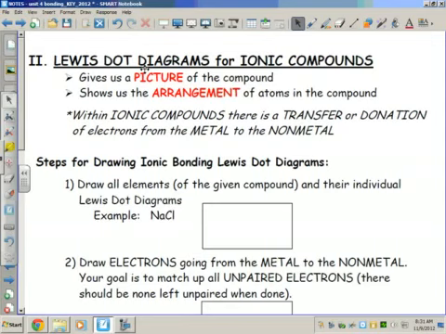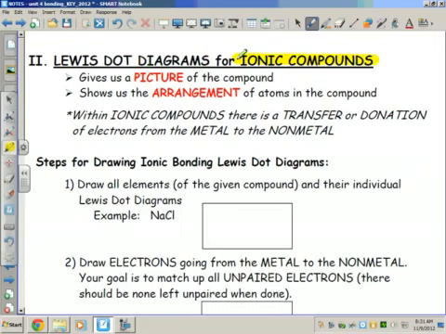So it's finally time to do some fun stuff. We're going to do some drawings. And we're going to do Lewis dot diagrams, which we learned how to do last unit for atoms, single atoms of a given element. Now we're going to do Lewis dot diagrams for compounds. And we're going to start with ionic compounds.